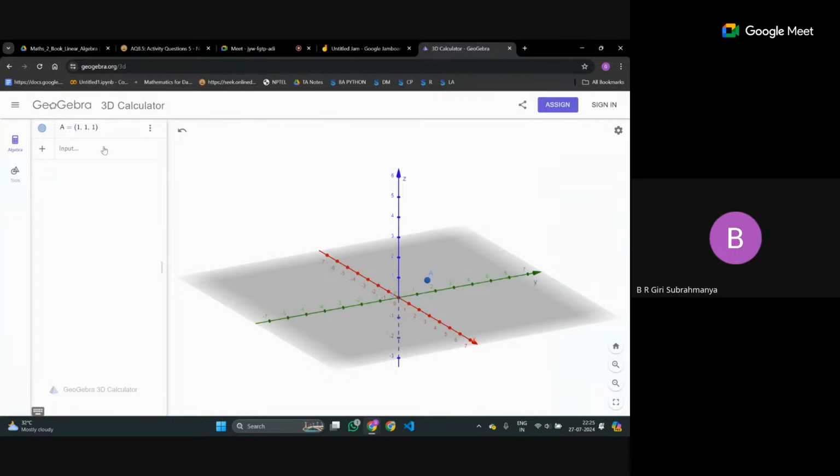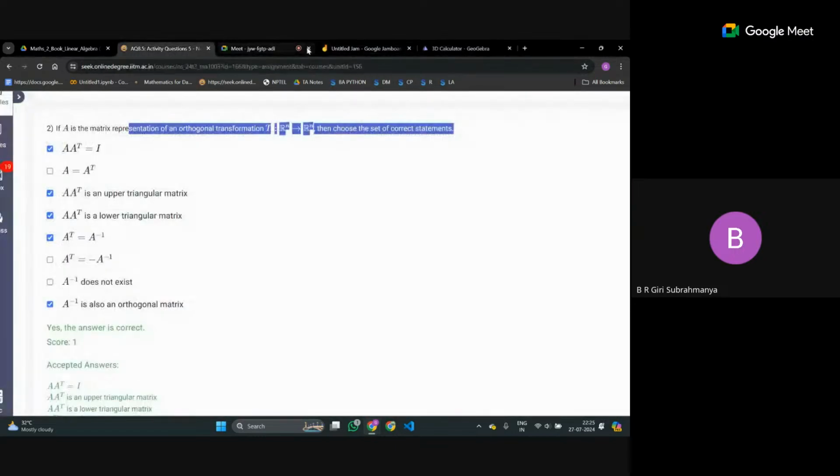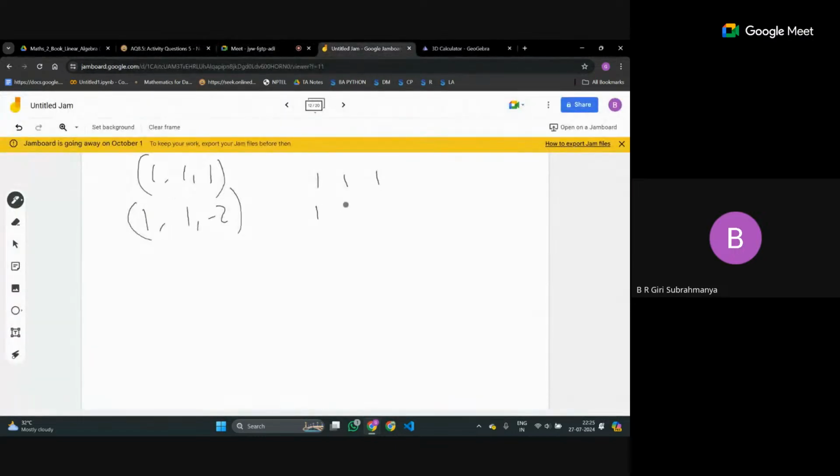You can, of course, do projections, and you can take the null space of this matrix: 1, 1, 1 and 1, 1, minus 2. R2 minus R1 gives 1, 1, 1 and 0, 0, minus 3. Divide the second row by minus 3 and you get 1. Then R1 minus R2 gives 0 here. So this is in reduced row echelon form.